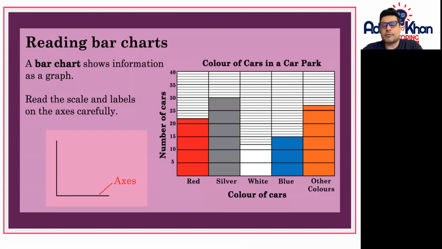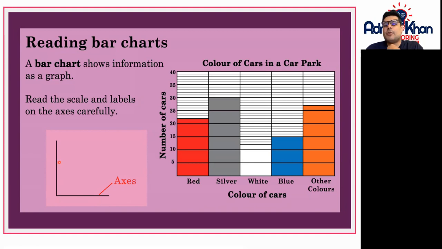A bar chart shows information as a graph. So read the scale and labels on the axes carefully. These are what we call axes. This line here is an axis, and so is this line here.